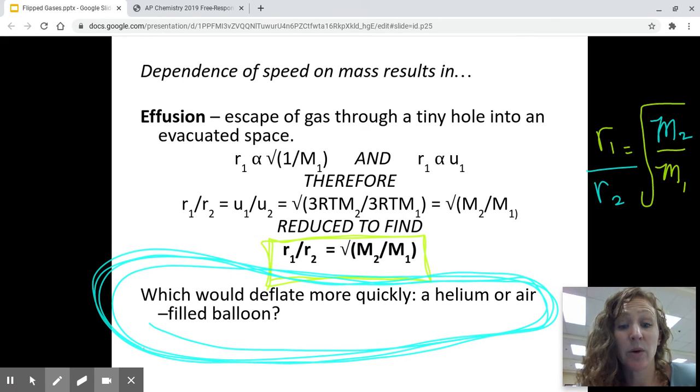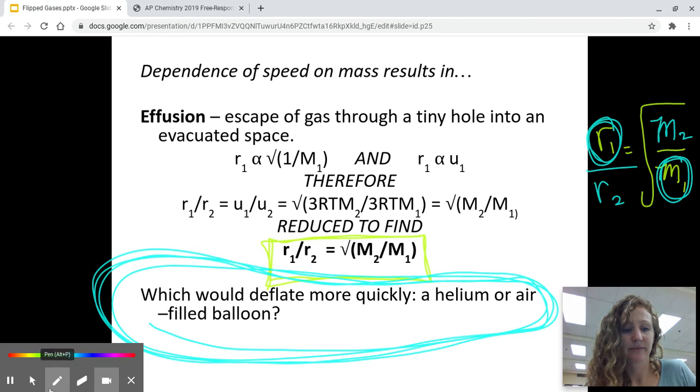So a relationship question would be here. Which one would deflate more quickly, a helium or air-filled balloon? If you want to pause and think about it, now would be a good time to do that. And what you should come to is that the helium one's going to deflate more quickly because its molar mass is smaller, and therefore its rate of escape is going to be larger.